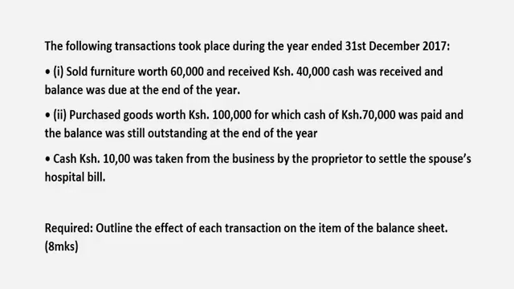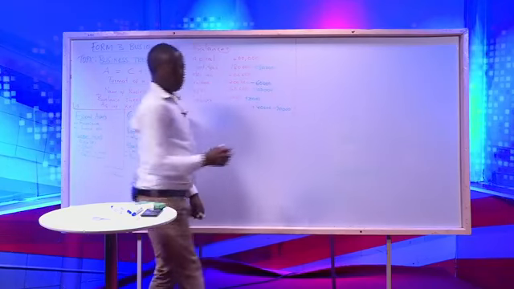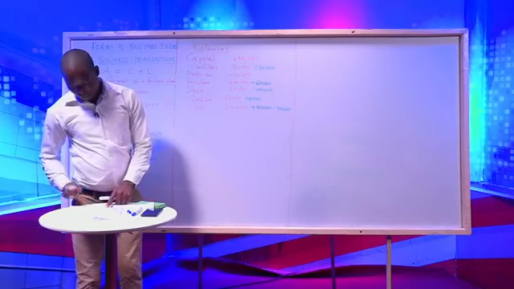When we purchased the goods, 70,000 was paid and the balance was still outstanding. So we pay 70,000, meaning the 70,000 will be subtracted from the cash. And then the remaining balance, that is 100 minus 70, makes it 30. So that goes to creditors. We add 30,000 on creditors.